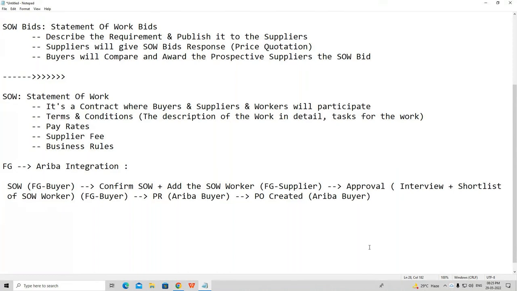Now, this PO number will reflect again in the SOW once it is getting created. So now pay attention. Where is it happening? This is happening within the FG buyer. Supplier cannot see this. Within the SOW view of the supplier, the supplier cannot see it. So that is why another step will be there.